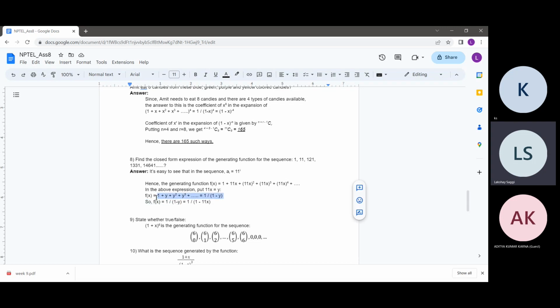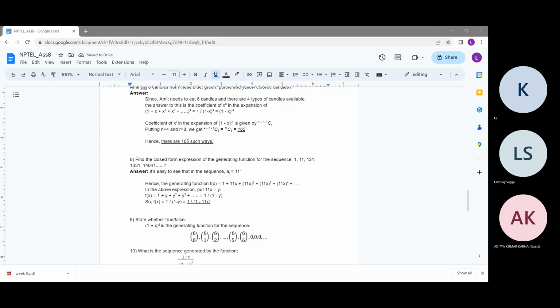This identity can be manipulated in more than one way, sometimes by putting some value for y, or sometimes by differentiating or integrating, to obtain different closed form expressions for infinite sums. So just keep in mind that this is a very important expression always. So we get f of x is 1 upon 1 minus y, putting back the value y is 11x, we get this as 1 upon 1 minus 11x. So yeah, this is the correct answer.